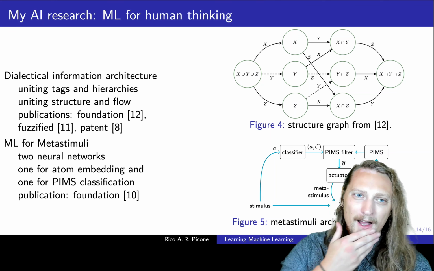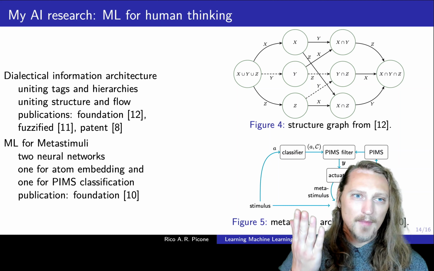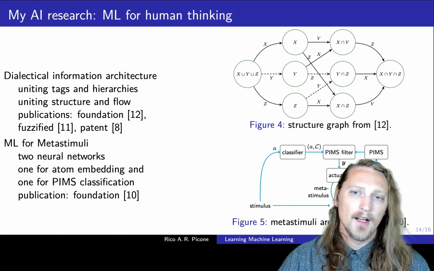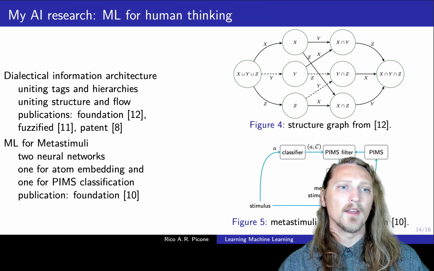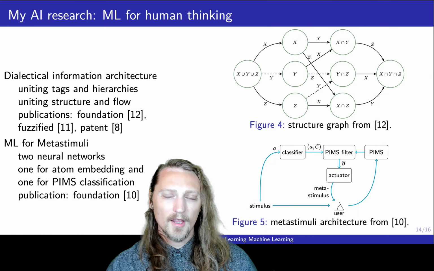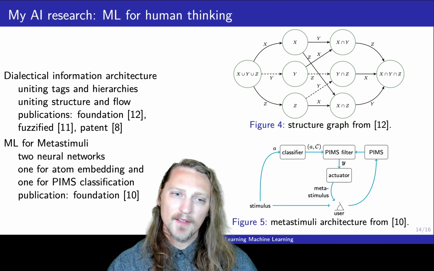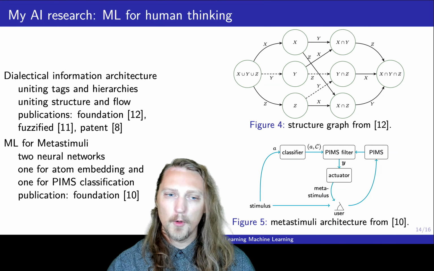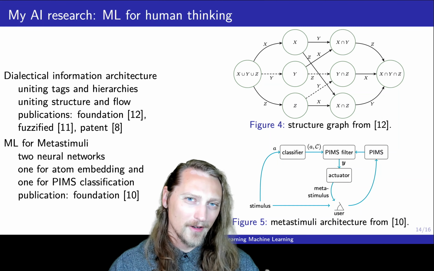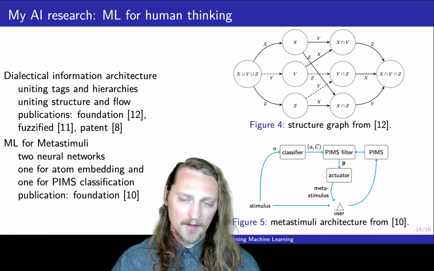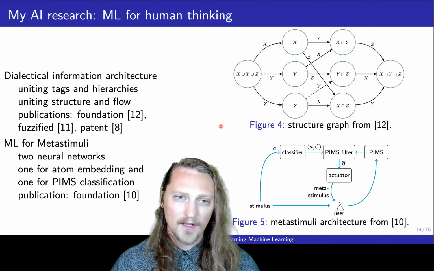So turning now to the final thing I'll talk about, which is my AI research, which I think broadly fits under the topic machine learning for human thinking. There's a lot to unpack here. I think there are 4 publications that I'm trying to fit into 2 slides. So I'll just try to give you a little bit of a taste here.